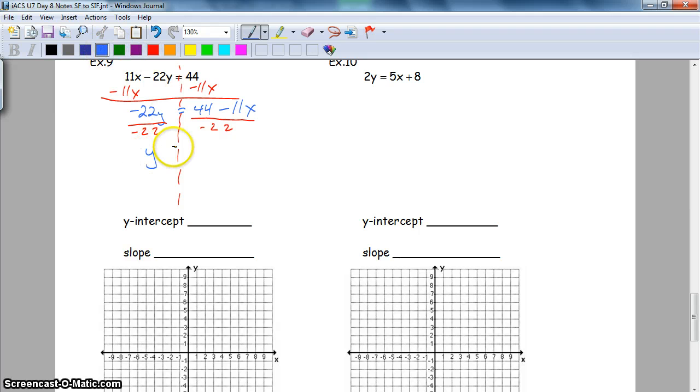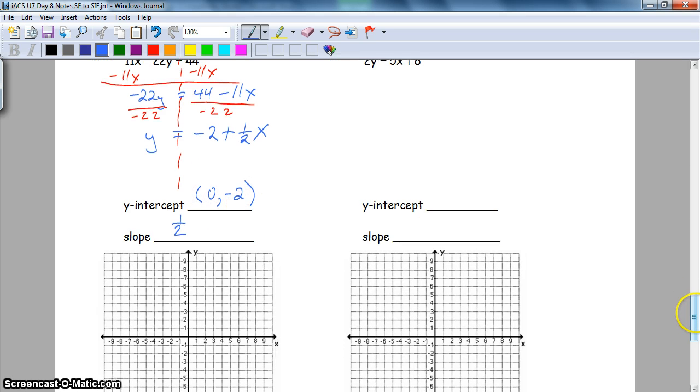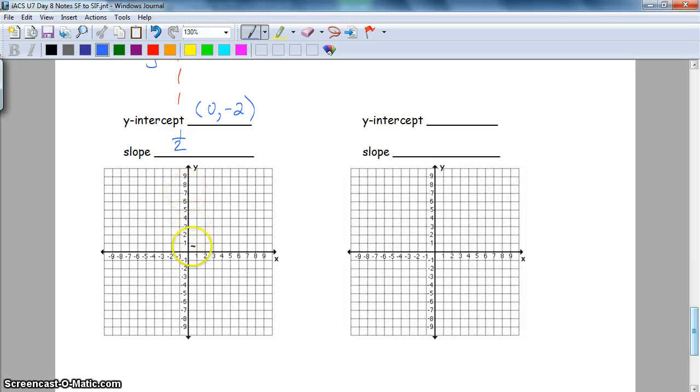So you get y equals, positive 44 divided by negative 22 is negative 2. Negative 11 divided by negative 22. Negative divided by negative is positive. 11/22 is 1/2. 1/2 x. So that means our slope is 1/2, and our y-intercept is 0, negative 2. So plot that point. 0, negative 2.